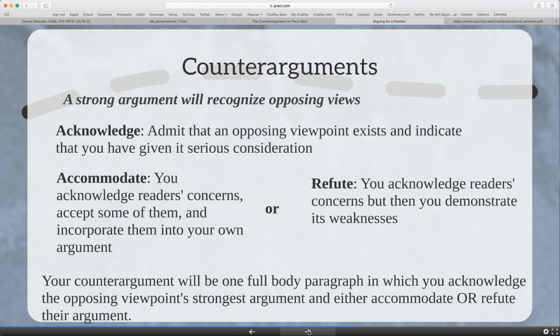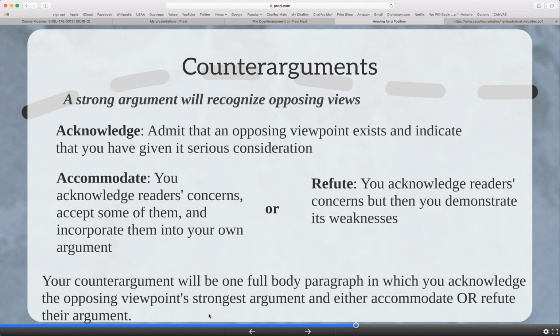So the first part of our counterargument, and let me say this, I kind of said it here at the bottom, but your counterargument should be one full body paragraph in which you acknowledge the opposing viewpoint's strongest argument, right? So it's one full body paragraph that we are dedicating to the other side's view, right? So one strong argument they have on the opposite side. So we acknowledge that that opposing side exists, right? And that we've given it serious consideration, right? We're not saying we're 100% right.